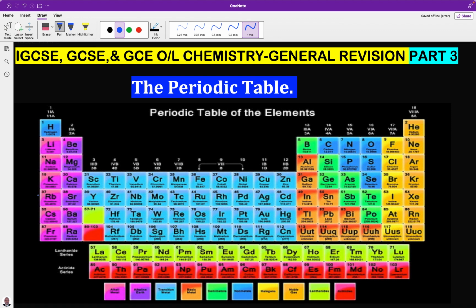The group 1 elements are very, very reactive metals. In order of increasing proton number, we have lithium, sodium, potassium, and right down to francium. Hydrogen is not there.